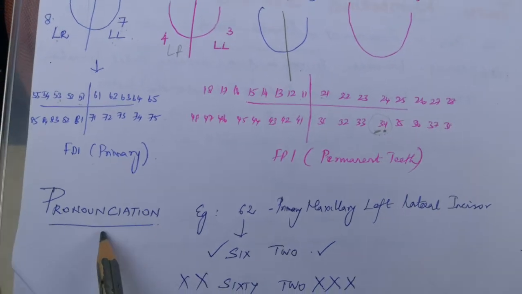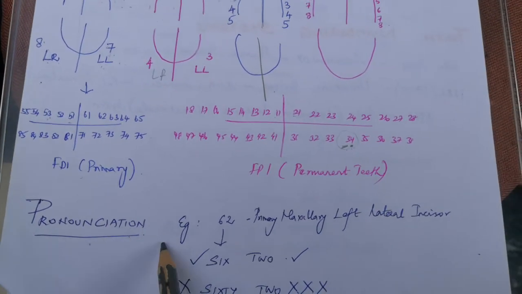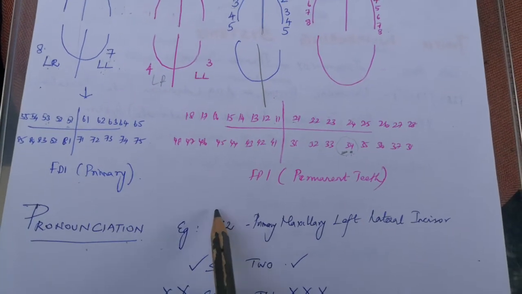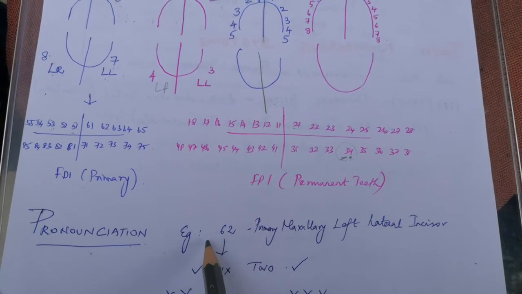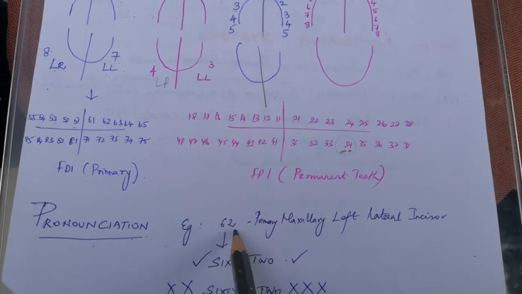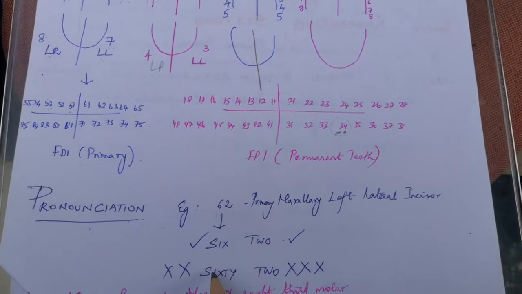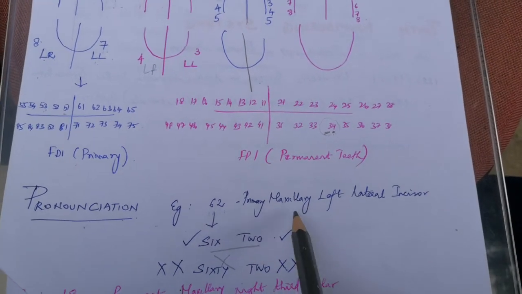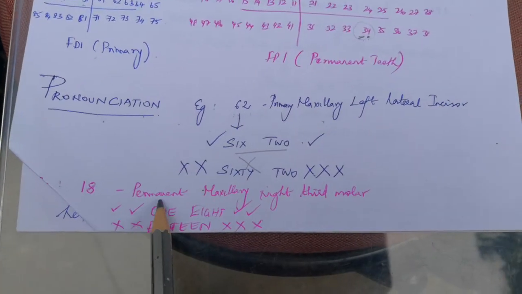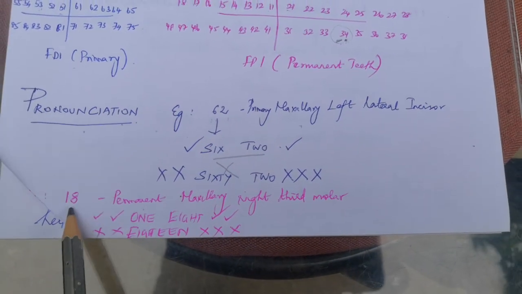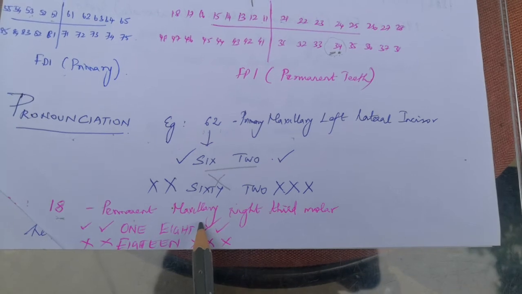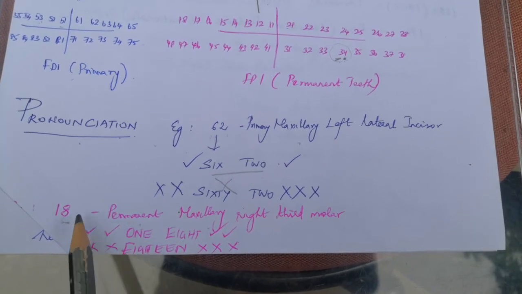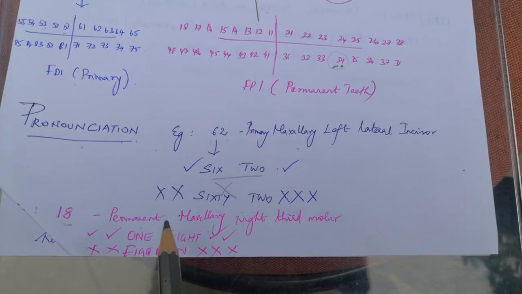Pronunciation is very important. When you say the tooth numbering, for example if it is 6 2, you have to say it as six-two, and you should not say sixty-two. Similarly, in the permanent dentition, consider 1 8, a maxillary right third molar. We have to say it as one-eight. We shouldn't say eighteen.